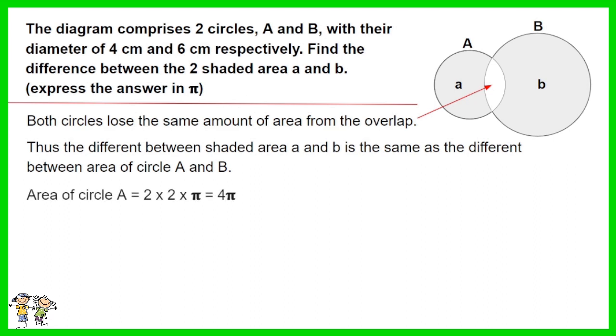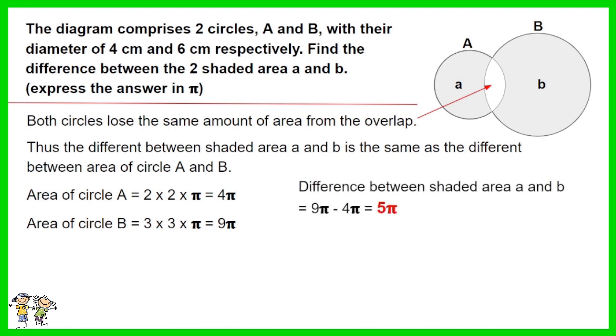Area of circle A equals 2 times 2 times pi equals 4 pi. Area of circle B equals 3 times 3 times pi equals 9 pi. The difference between shaded area A and B equals 9 pi minus 4 pi. The answer is 5 pi.